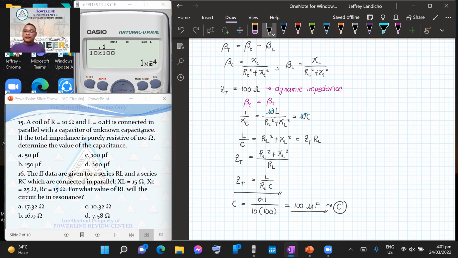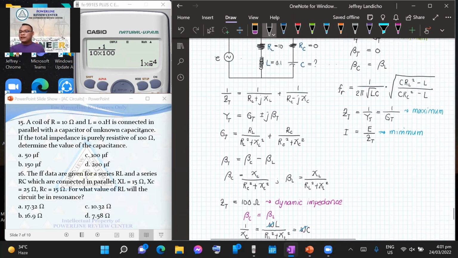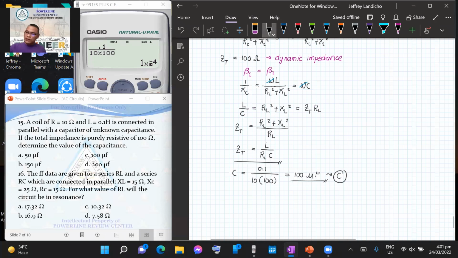Kuha natin. So that is only under parallel resonance. So for parallel resonance, palagi ang start ng analysis, the condition to achieve parallel resonance. Inductive susceptance should be equal to your capacitive susceptance. Okay, nakuha ba? Any question regarding problem number 15? So try natin si number 16. Mabilis lang naman si number 16.